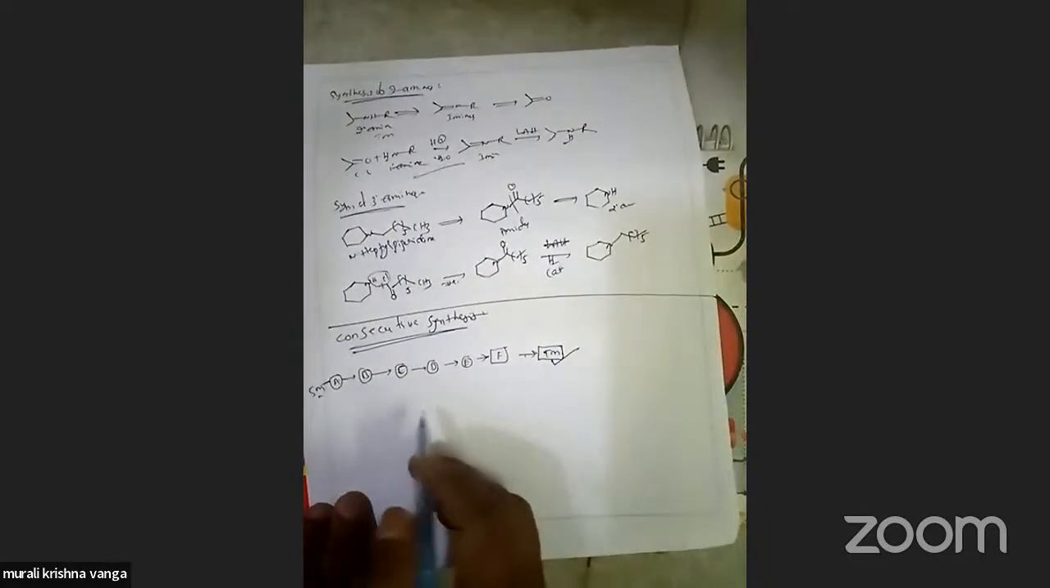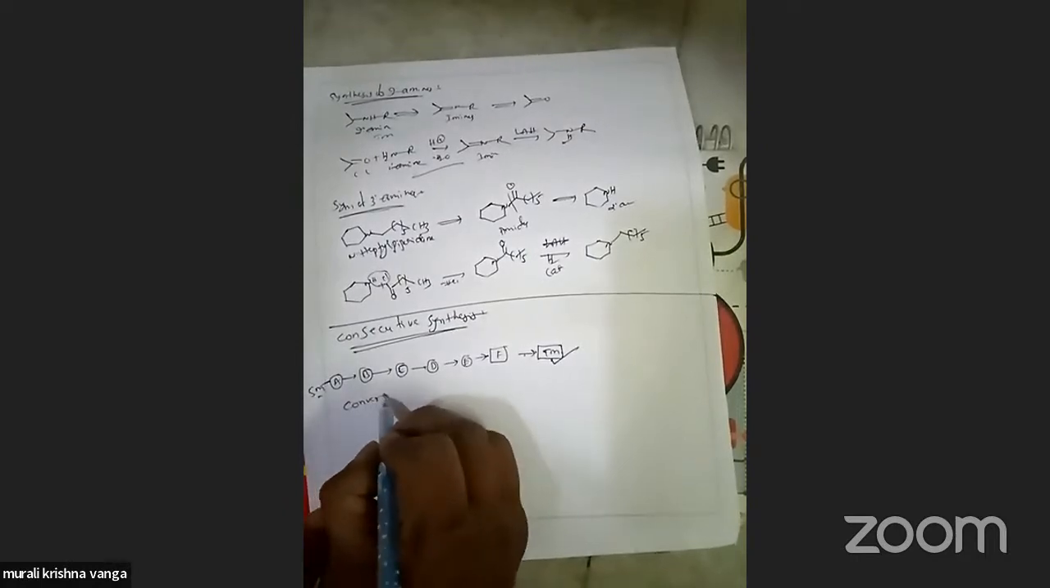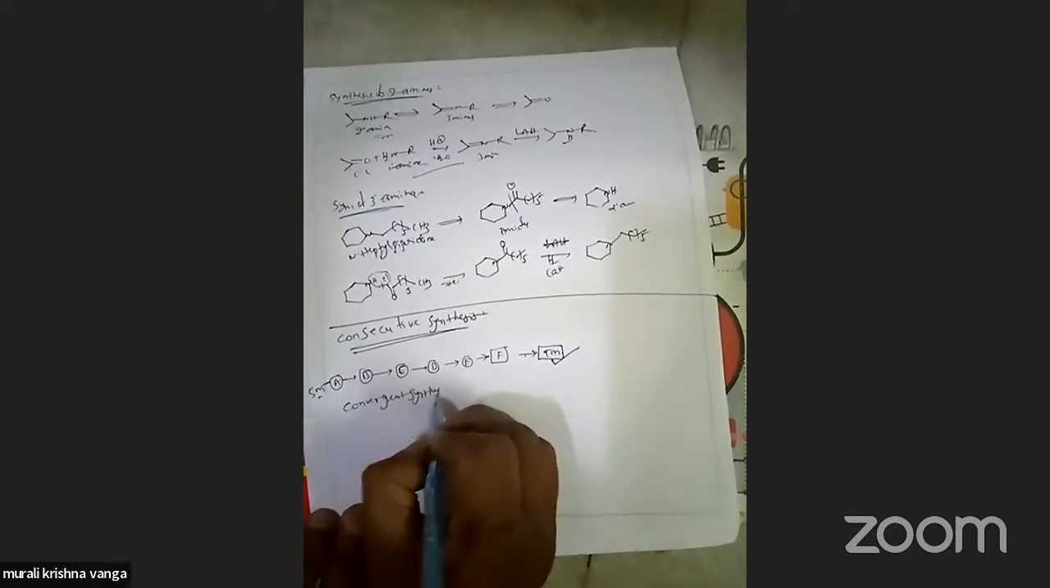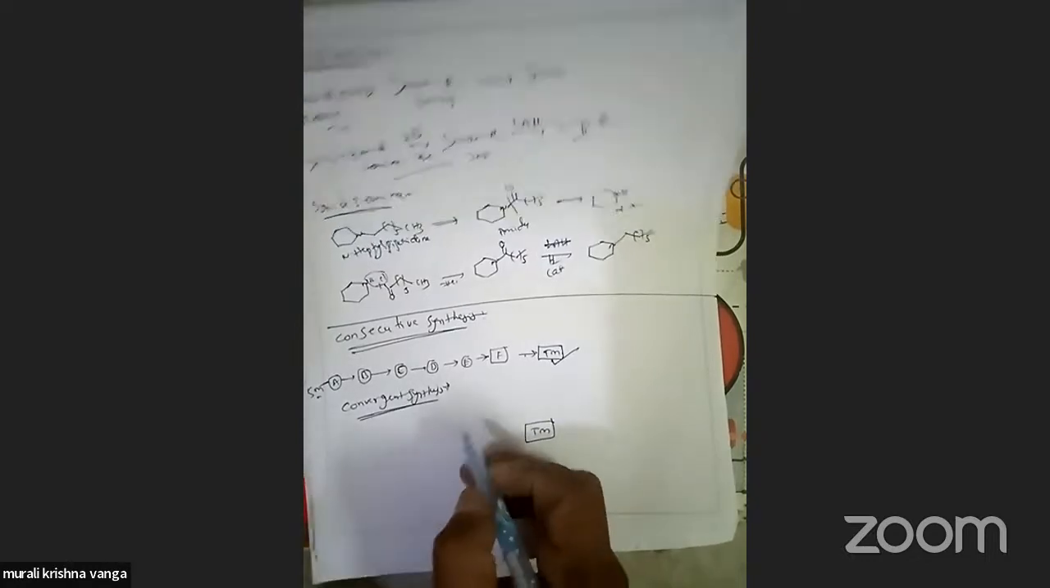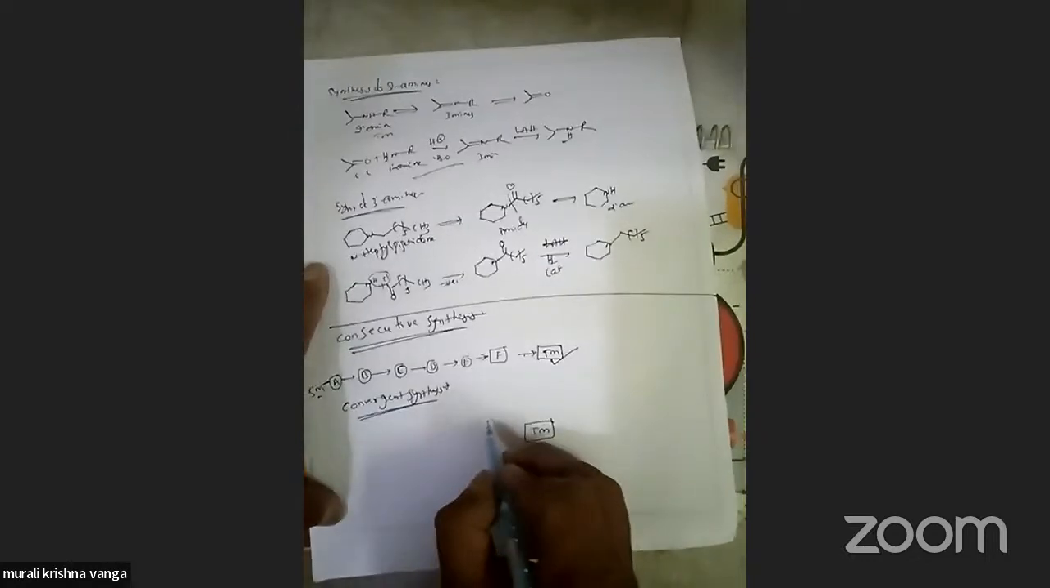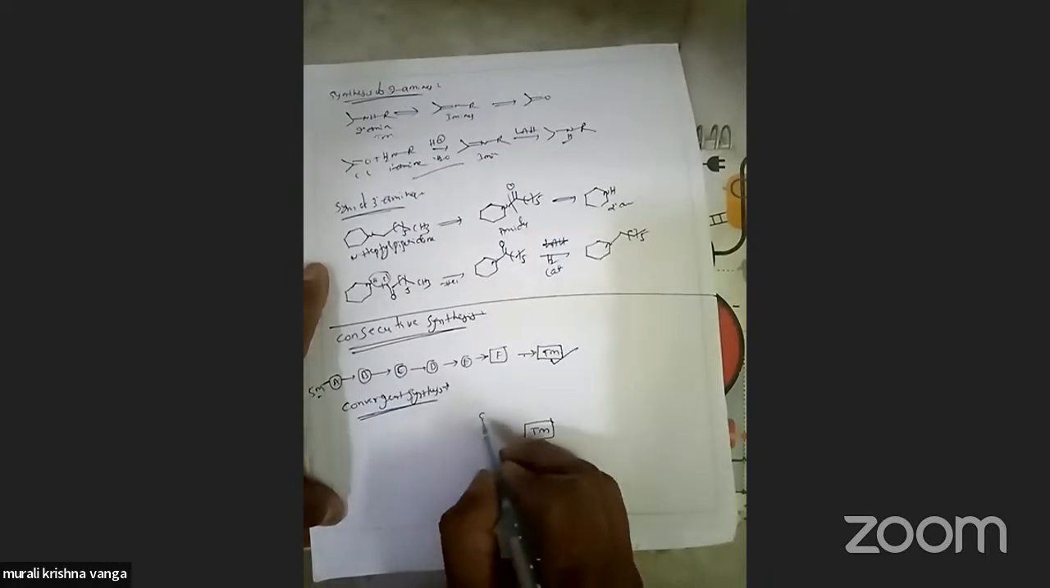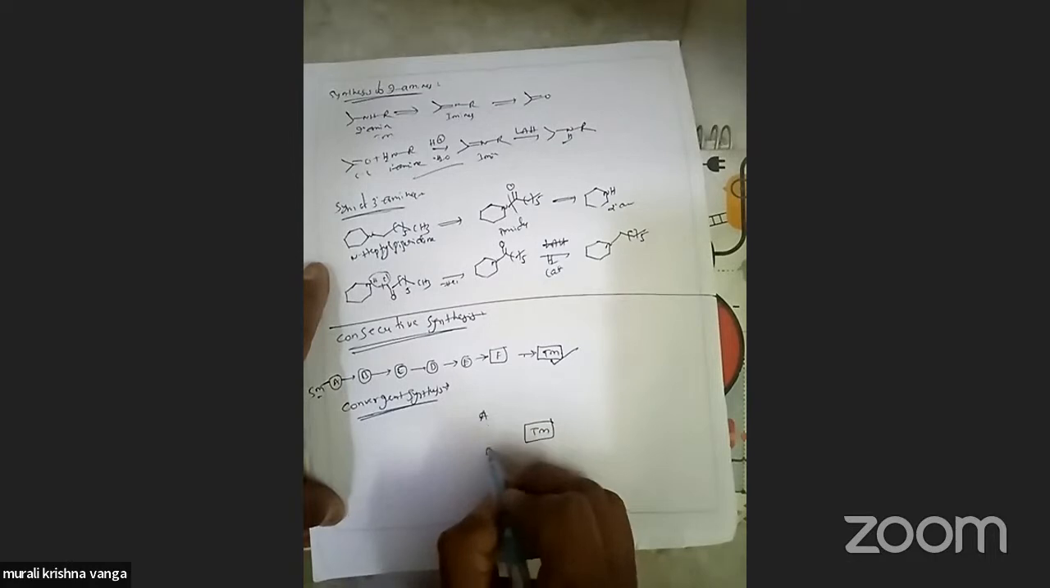When we go into convergent synthesis, for the synthesis of the target molecule, we have to synthesize the starting materials separately. We synthesize the starting materials separately. This is the A intermediate and the B intermediate.